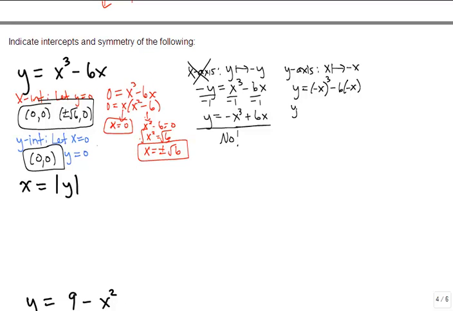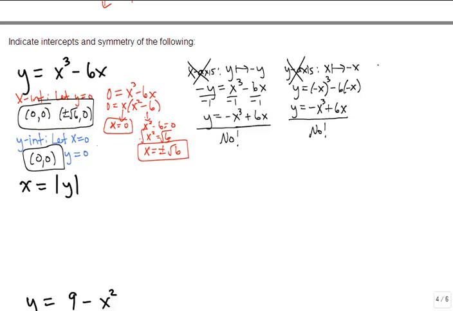And now you want to simplify this on the right-hand side. What happens to a negative when you cube it? Because that's an odd power, it stays put. So you can take that negative, it's going to stay there, and you can remove those parentheses, but there is still a negative out front. Then a minus 6 times a minus x becomes a positive 6x. Is this equation the same as the original? No, because the signs are opposite again. So it does not have y-axis symmetry.